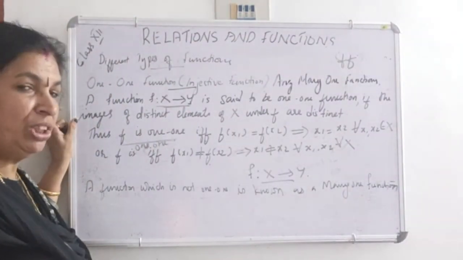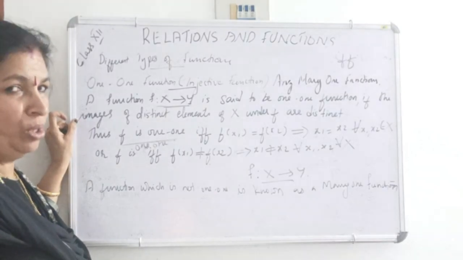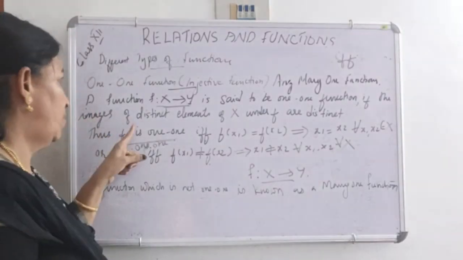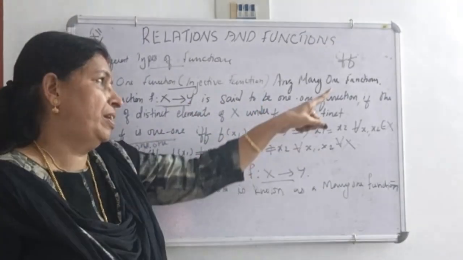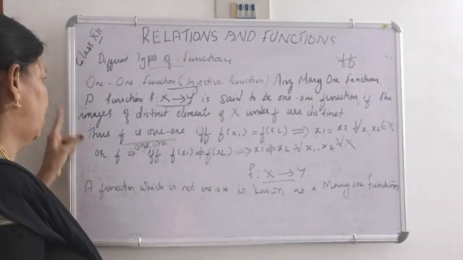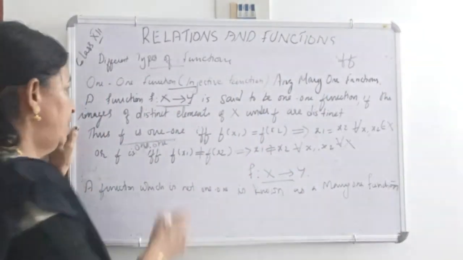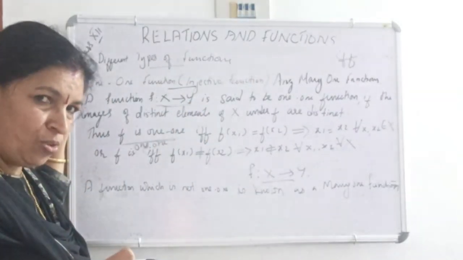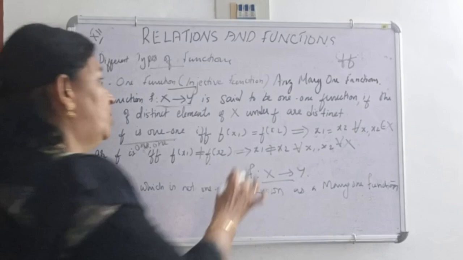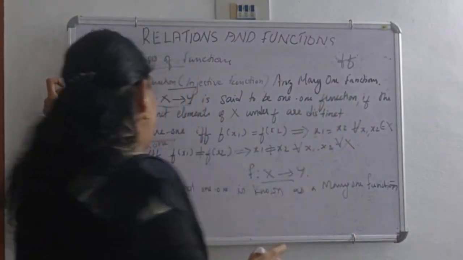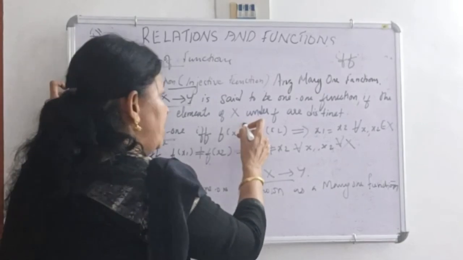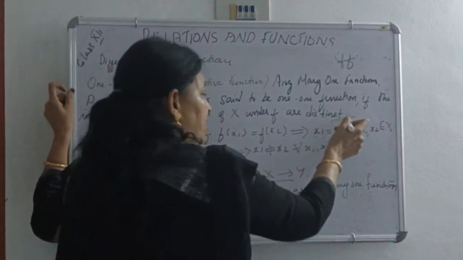A function which is not one-one is known as a many-one function. Different types of functions: one-one or injective function and many-one function. What do you know about a one-one function? Consider a function f from X to Y. A function f from X to Y is said to be one-one if the images of distinct elements of X under f are distinct.